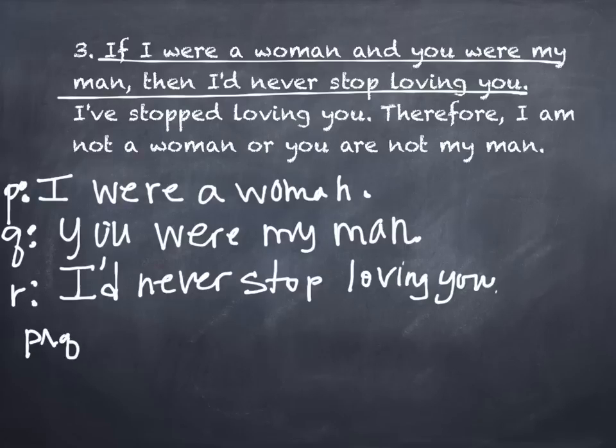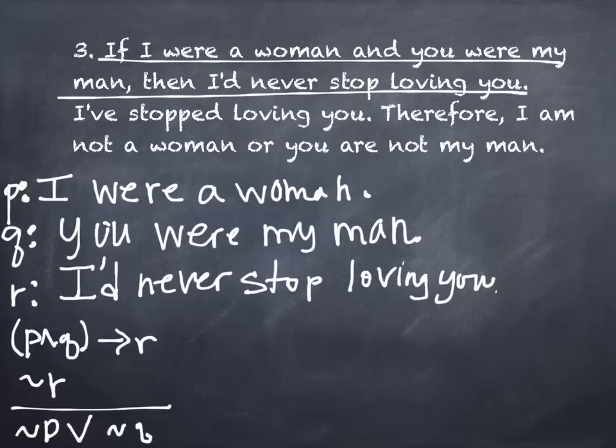P and Q, in parentheses, implies R. I were a woman and you were my man. All of that means, then I'd never stop loving you. Then what? I stopped loving you, which means tilde R. Therefore, what? Tilde P, I am not your woman. Or, so that's a V. Tilde Q, you are not my man.